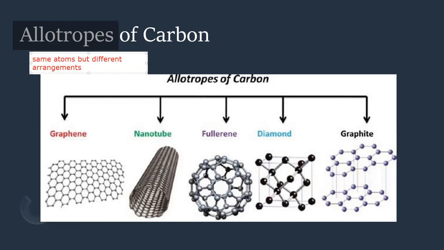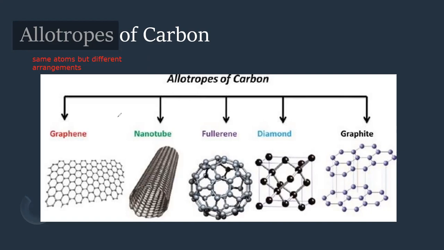So the allotropes of carbon, we already discussed in IGCSE O levels: diamond and graphite, the only two we discussed in IGCSE. So what happens in diamond? Each carbon forms four covalent bonds and it has a macromolecular tetrahedral structure with a bond angle of 109.5. What about graphite? Graphite has a layer structure.